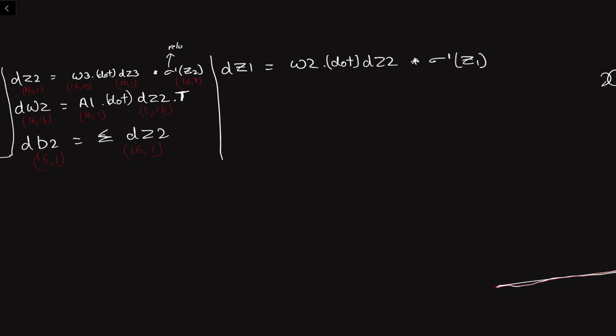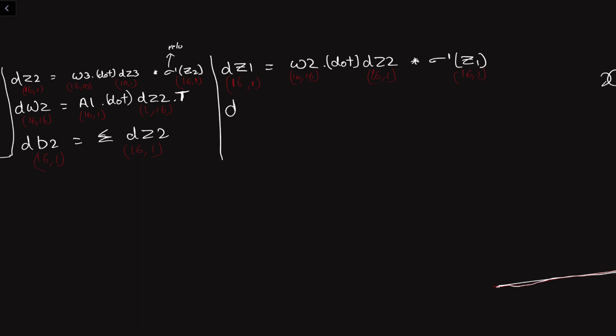All right, let's see. W2 is 16,16, right? What is dZ2 right here? 16,1. We dot it, we get 16,1. And what is Z1? Z1 is 16,1, and we'll have a resulting 16,1 right here.